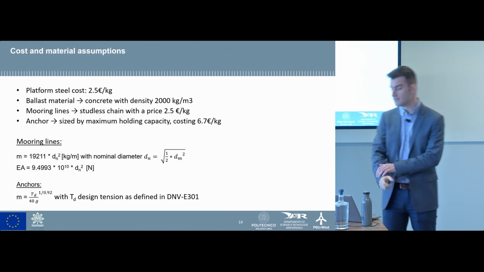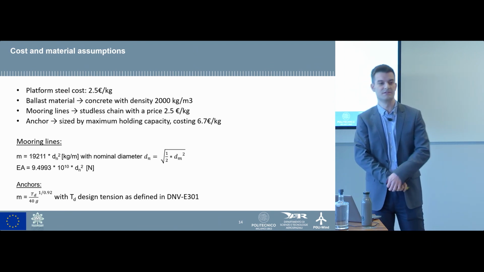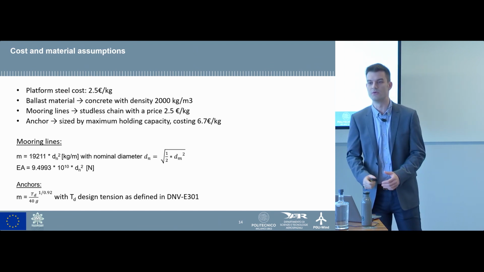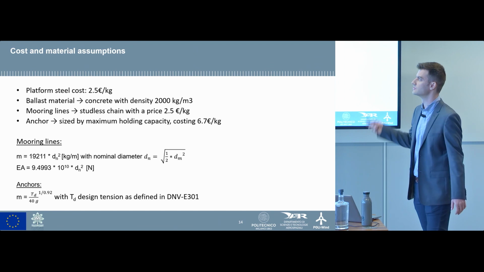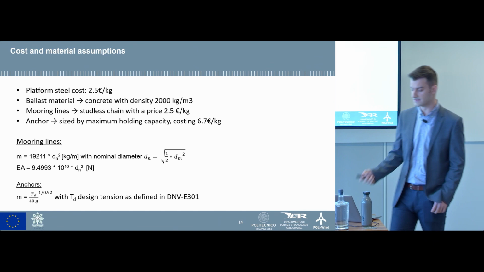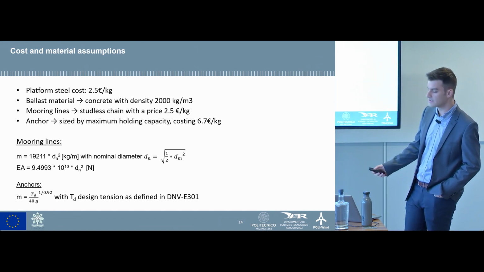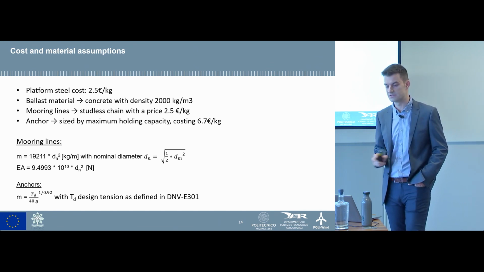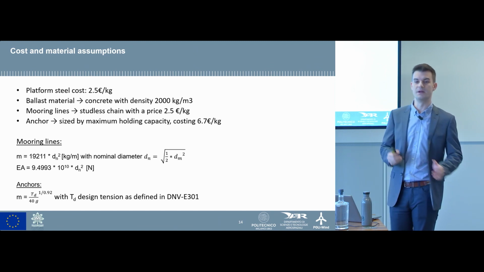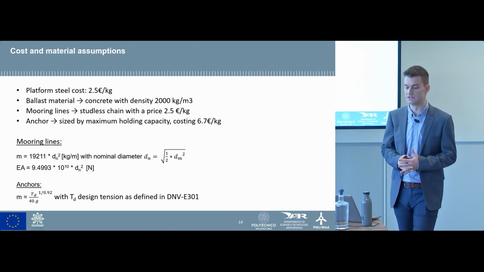And we have some cost and material assumptions. Here you can see that we have defined some simplified cost elements to get a simplified overview of the platform costs. We use these values for the steel cost. The ballast material is kept as concrete with a density of 2,000 kilograms per cubic meter. The mooring lines used are studless chains with a price equivalent to the steel cost, and the anchors are sized by the maximum anchor load we have found in the simulations.